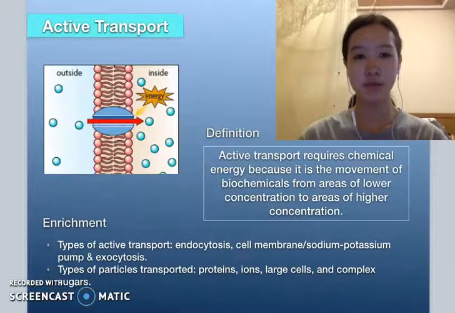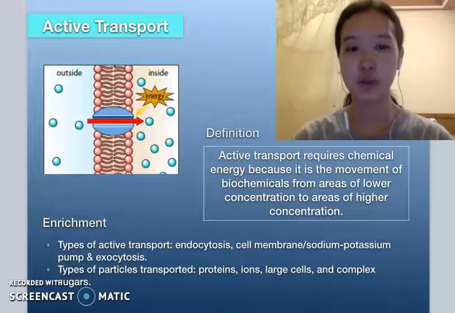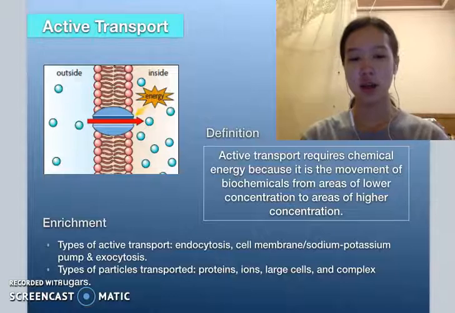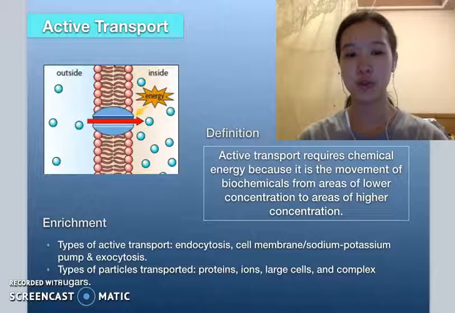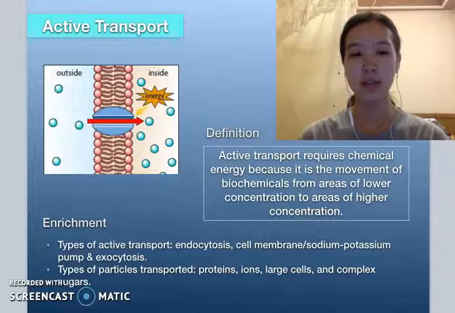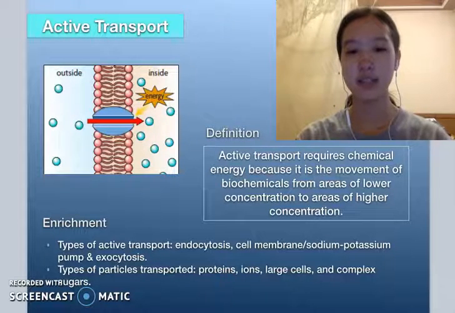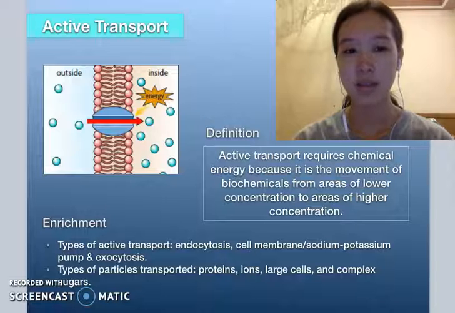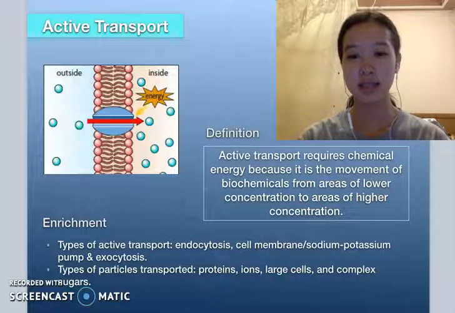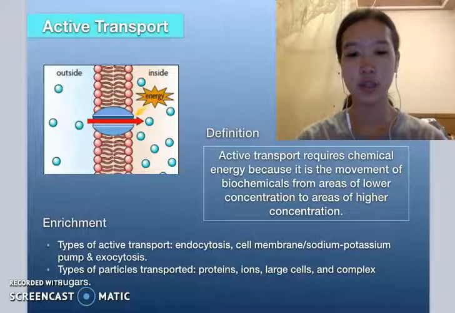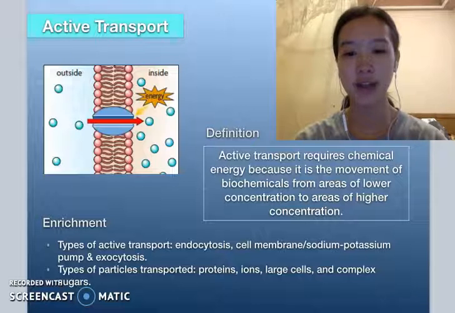Now let's move on to the next word, which is active transport. This is simply the opposite of passive transport that I just talked about. The definition of active transport is this type of transport requires chemical energy because it is the movement of biochemicals from areas of lower concentration to areas of higher concentration.